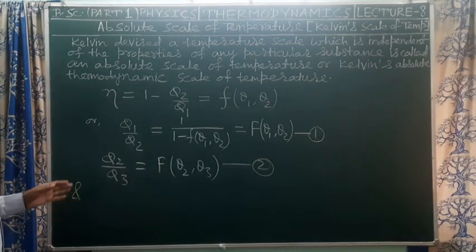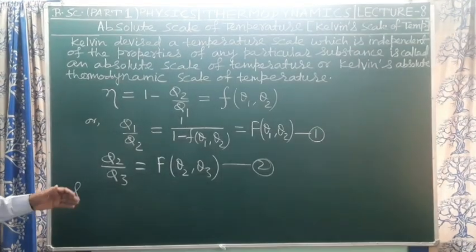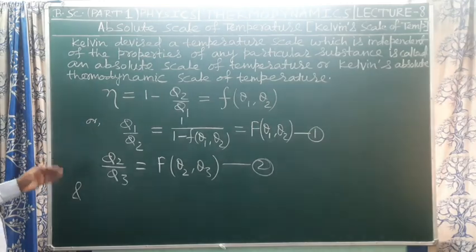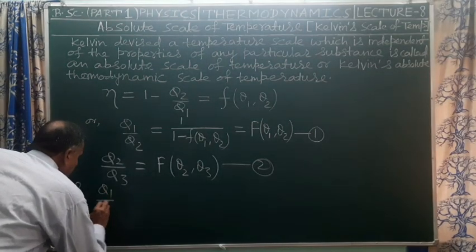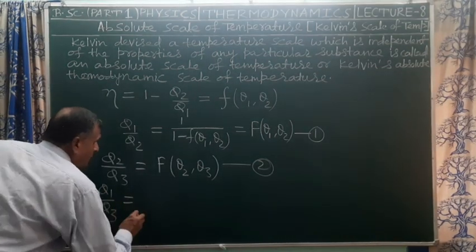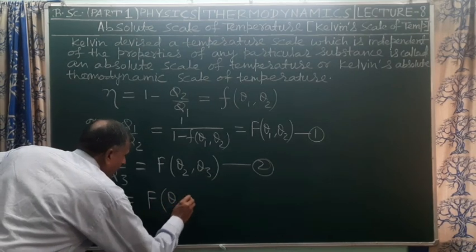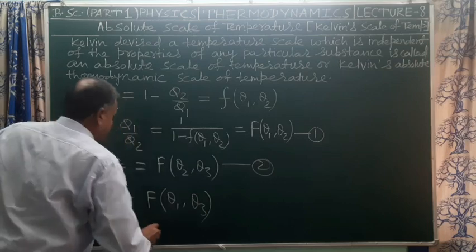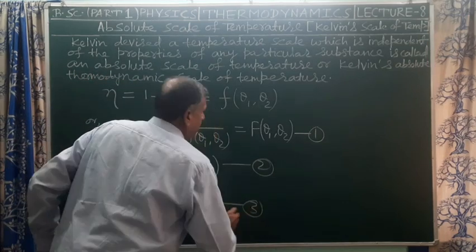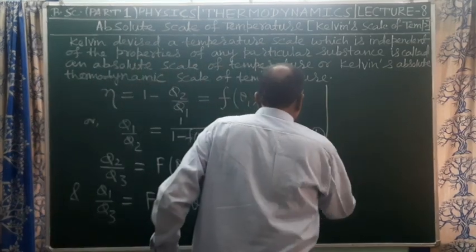Then we can write for the third reversible heat engine Q1 upon Q3 equals a function of capital F theta 1 comma theta 3, and say it is equation number 3. Now multiplying equation 1 and 2.